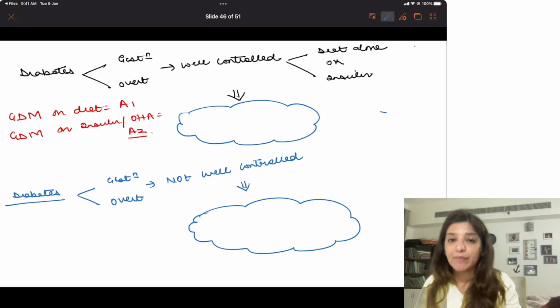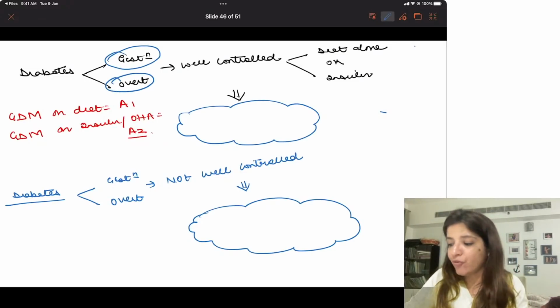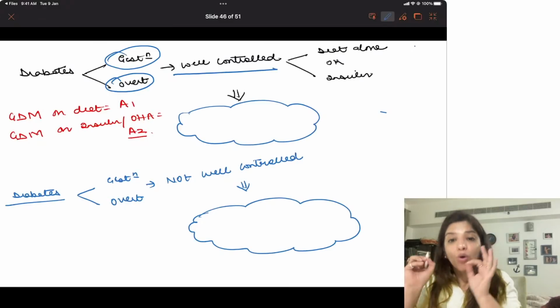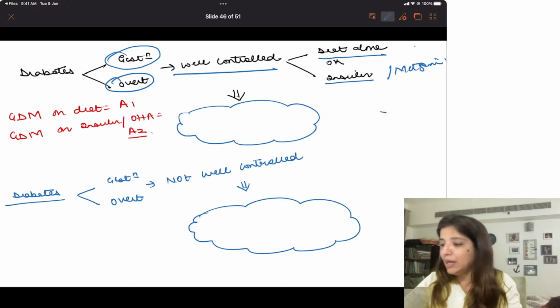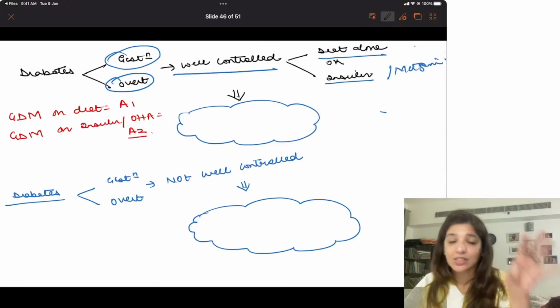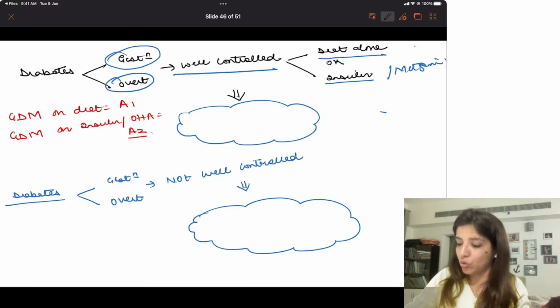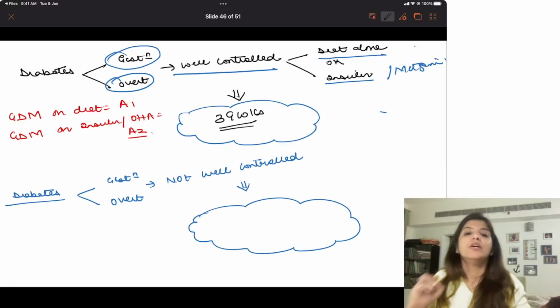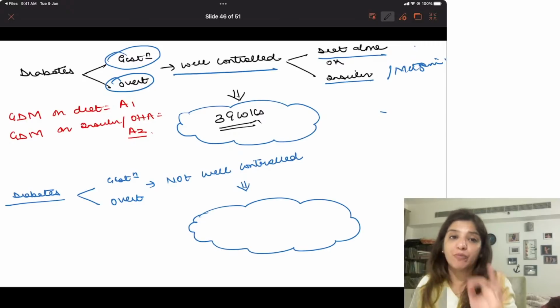Now, in diabetic patients, whether it is gestational diabetes or overt diabetes, if it is well-controlled diabetes, it could be on diet alone, on insulin, or on metformin. If it is well-controlled, any kind of diabetes, gestational or overt, well controlled on insulin, on diet, or on metformin, the termination of pregnancy has to be done at 39 weeks, not before that.